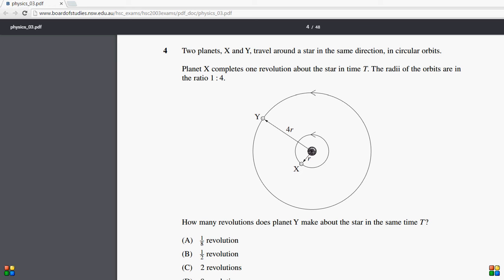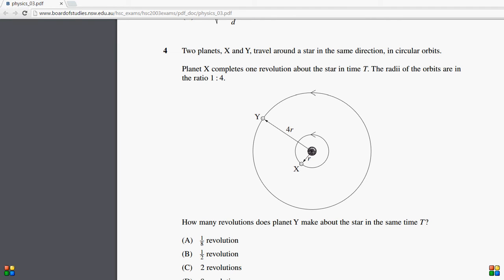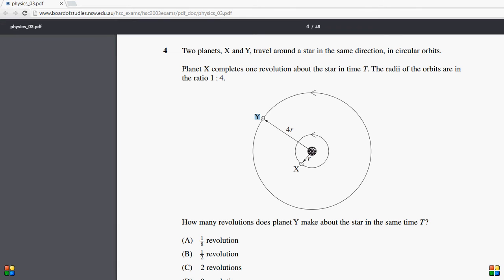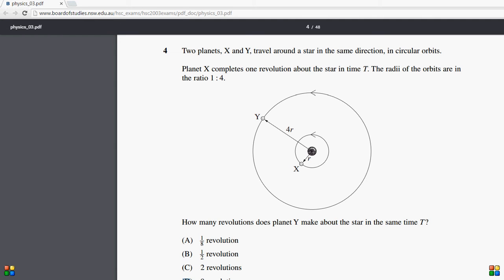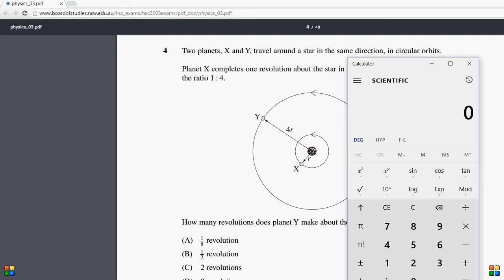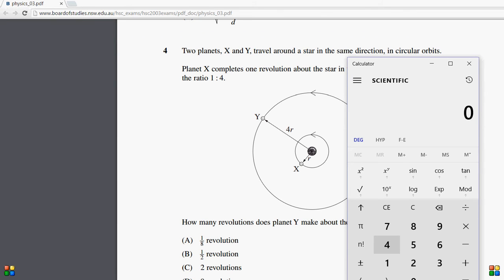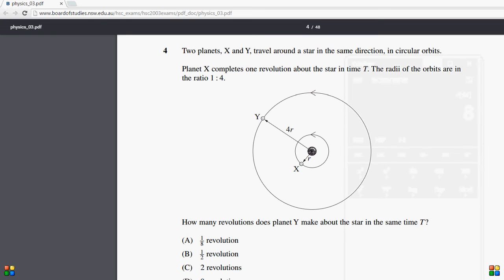So, since the speeds are different, planet Y can't rotate faster than planet X, because remember Kepler's law, r cubed over T squared. So for that reason, it can't be 2 or 8. So let's just apply Kepler's law straight away. 4 times 4 times 4, and the square root is 8. So planet Y will do 1/8 of a revolution.